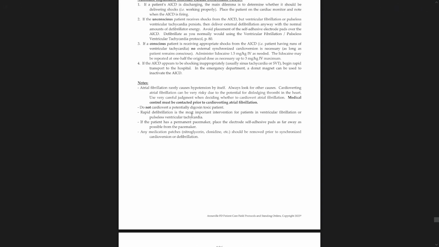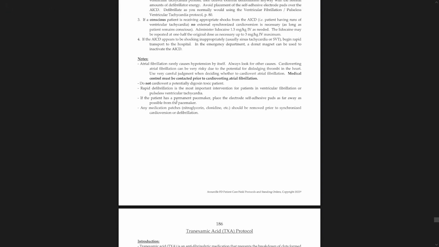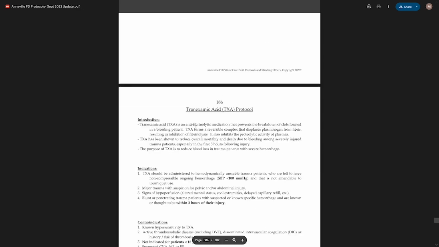If the patient has a permanent pacemaker, place the electrode self-adhesive pad as far away as possible from the pacemaker. Any medication patches, such as nitroglycerin, clonidine, etc., should be removed prior to synchronized cardioversion or defibrillation.